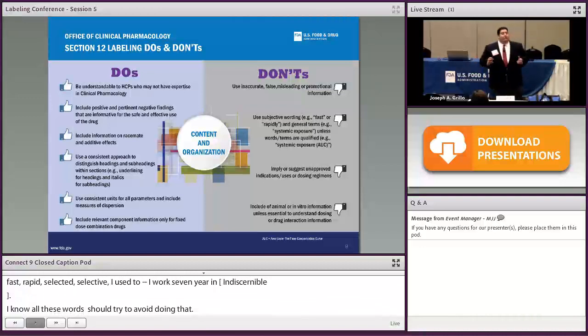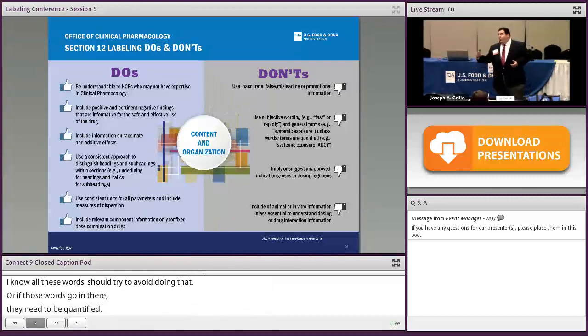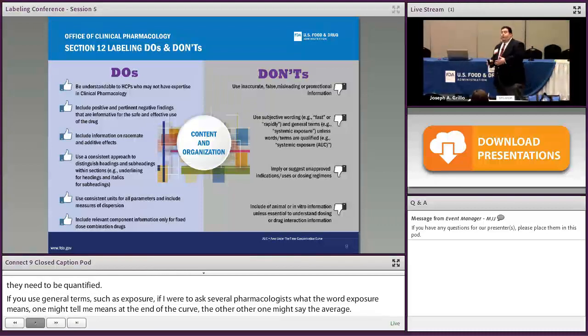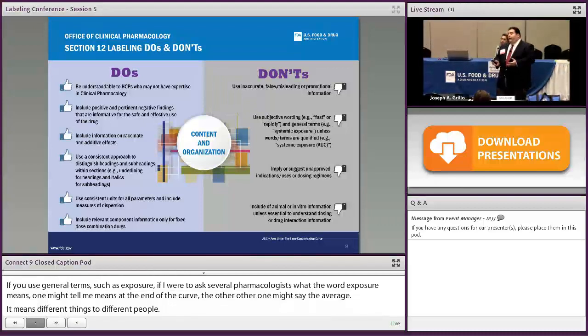If you use general terms, such as exposure, if I were to ask several pharmacologists what the word exposure means, one might tell me it means area under the curve, another one would say area under the curve and Cmax, another one would say area under the curve, Cmax, Cmin, C average. So it means different things to different people. So if you choose to use a general term like that, we should define it at least once in the document.